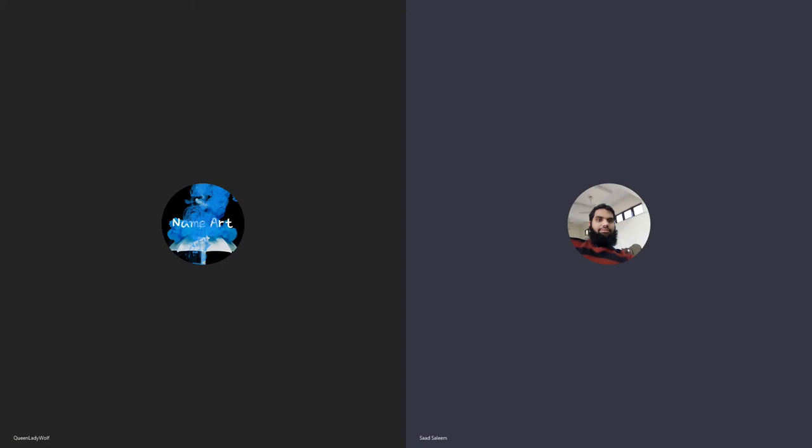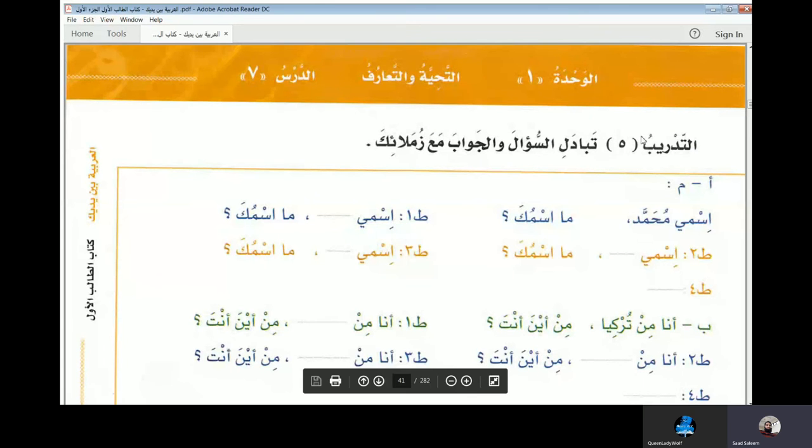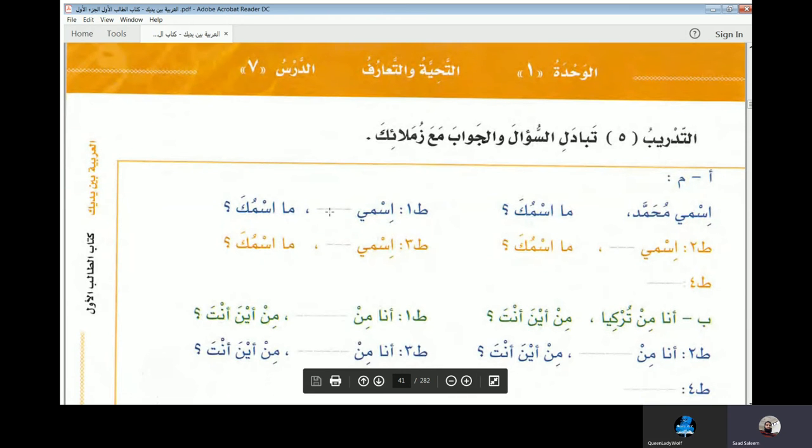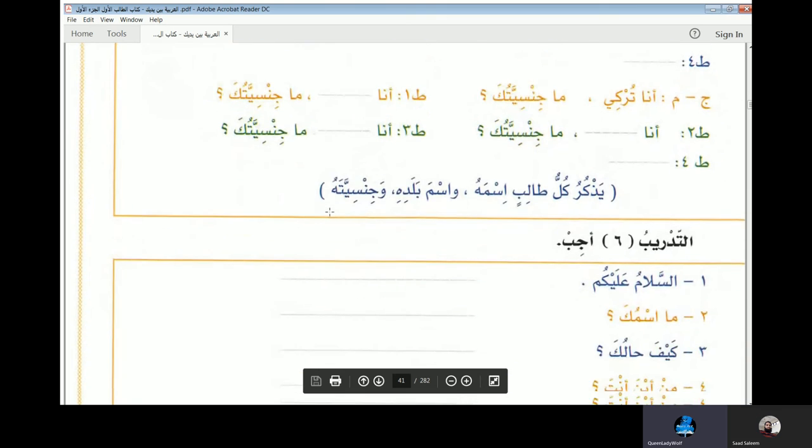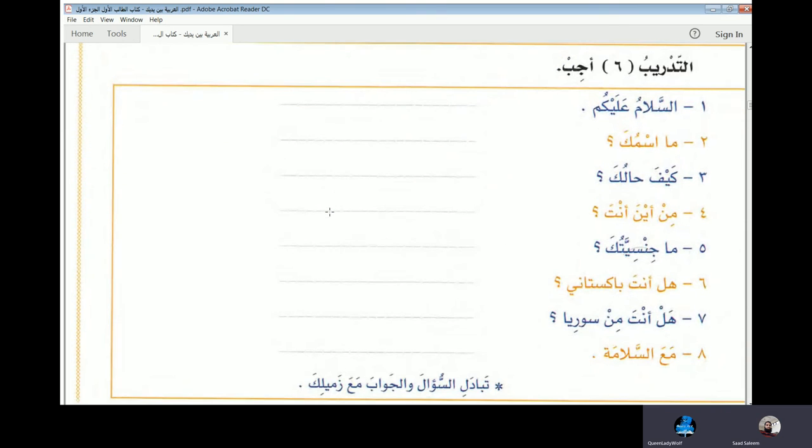Bismillah ir-Rahman ir-Rahim. Today we'll start from the book Al-Arabiyya Bayna Yadayk, page number 41 on the PDF, the seventh lesson. I will ask you questions and you will answer me according to yourself.